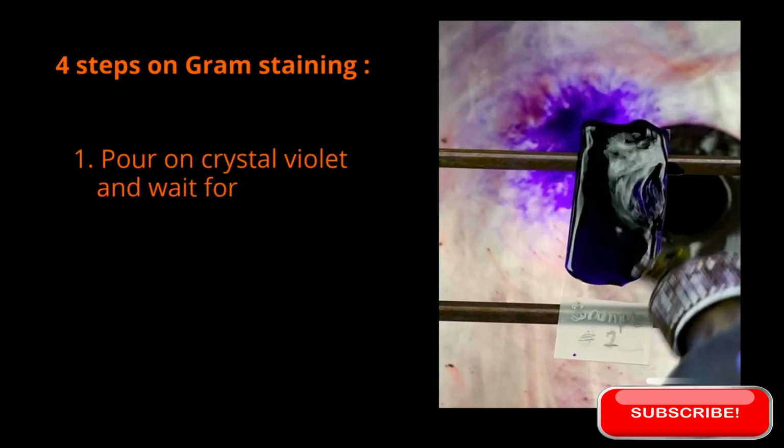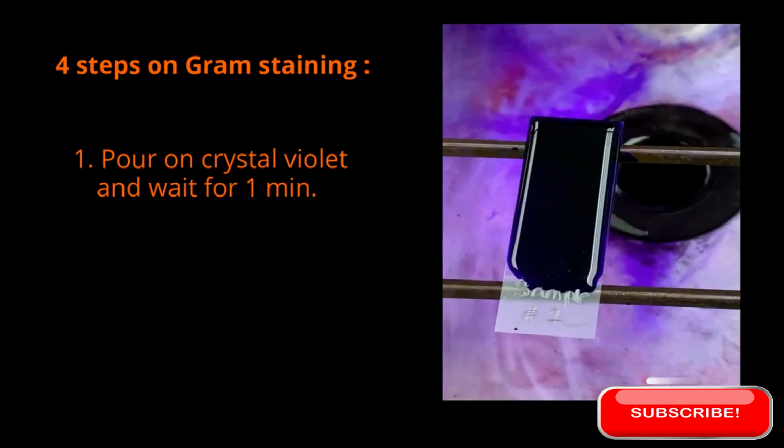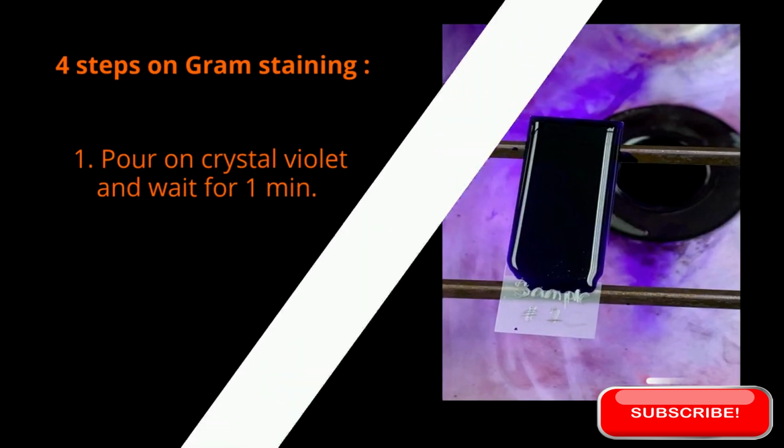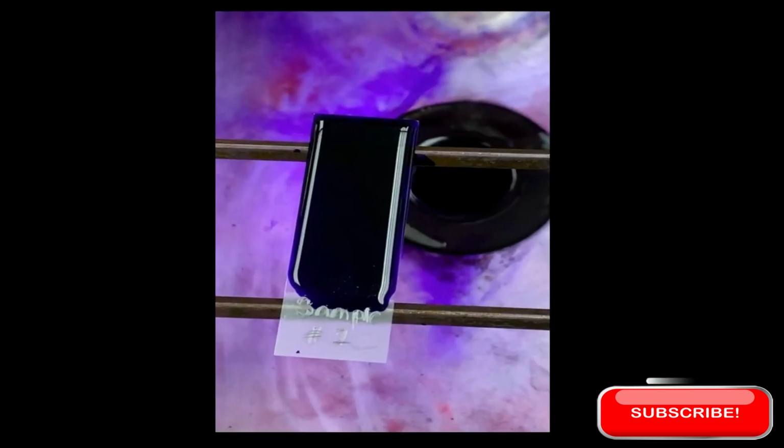There are 4 steps in gram staining. First, pour on crystal violet and wait for 1 minute. A basic dye, crystal violet, is used to stain the slide. This dye is taken up by both gram-positive and gram-negative bacteria. The slide should look purple to the unaided eye, and if examined microscopically at this point, both gram-positive and gram-negative bacteria are purple.